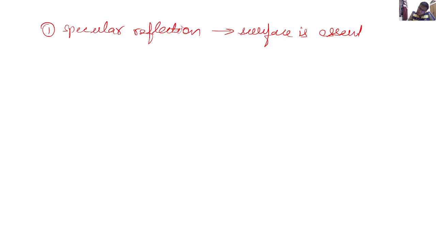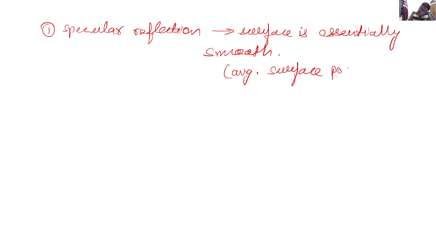So the first case was that there was a specular reflection. The surface is essentially smooth. It is almost smooth, and that is why there are no diffusions. And in this case, the average surface profile has to be very less than the wavelength of the incoming radiation coming to the surface.